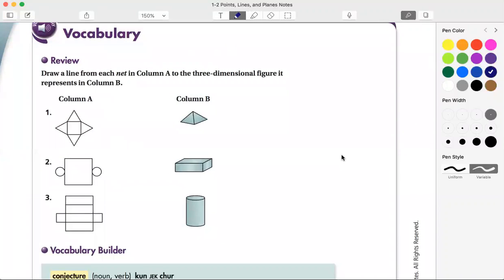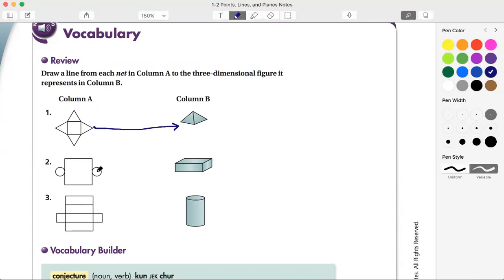So we're going to draw a line from each net in column A to its three-dimensional figure that it represents in column B. So in column A, number 1, which net does it match in column B? Well, this one looks like it's a square in the bottom, and when I fold the tops up, we are going to get a pyramid. So which one of these is a pyramid? It looks to be that one.